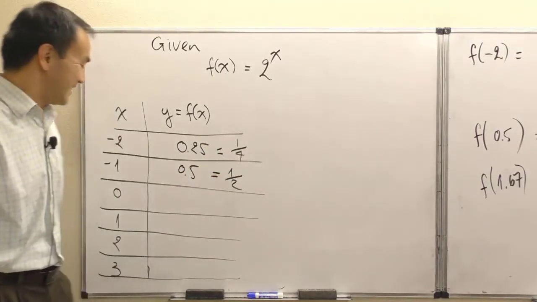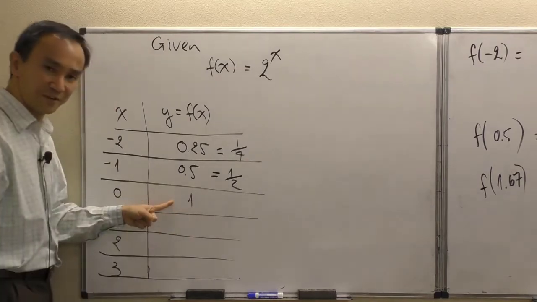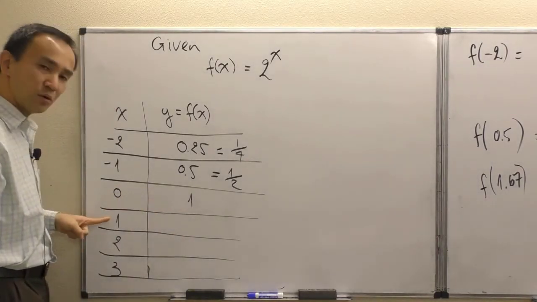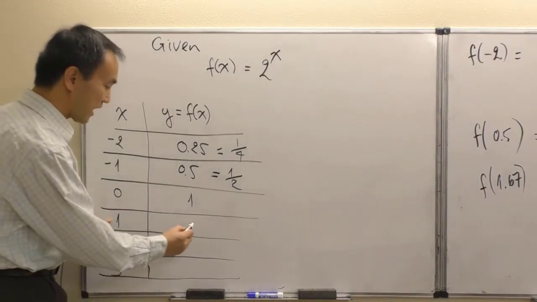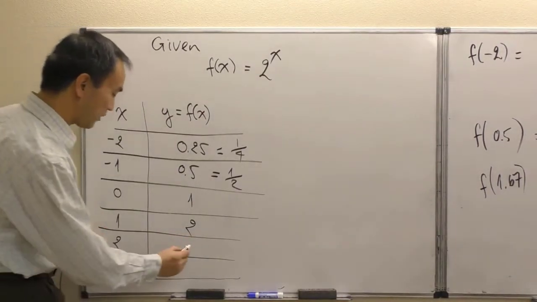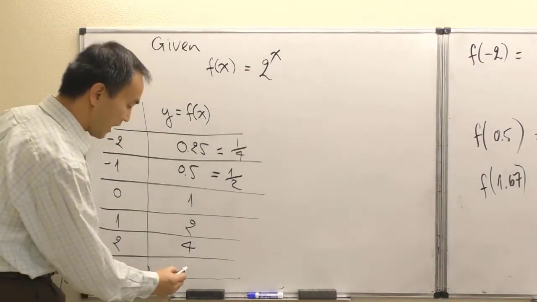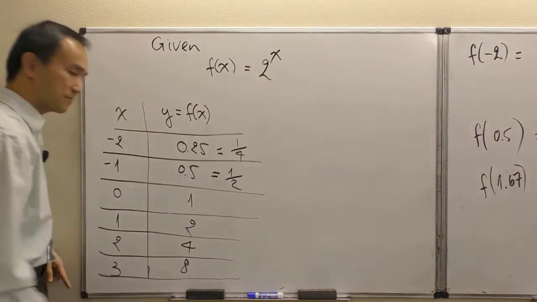When x equals 0, we came out with output value 1. When x equals 1, we came out with output value 2. When x equals 2, we came out with output value 4. When x equals 3, we came out with output value 8.